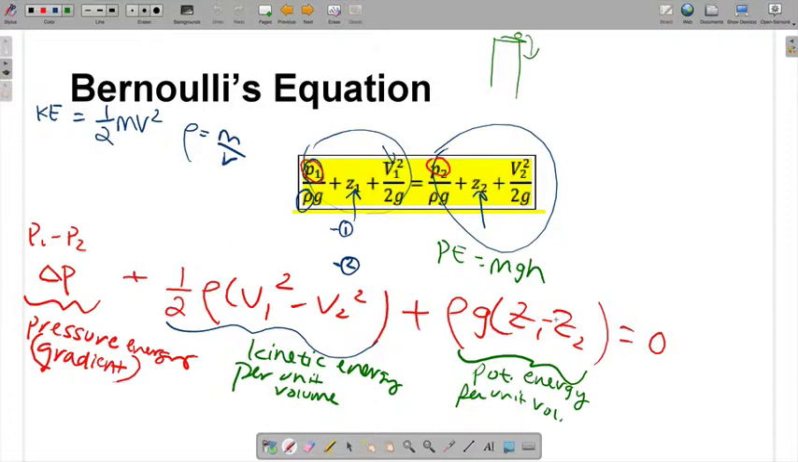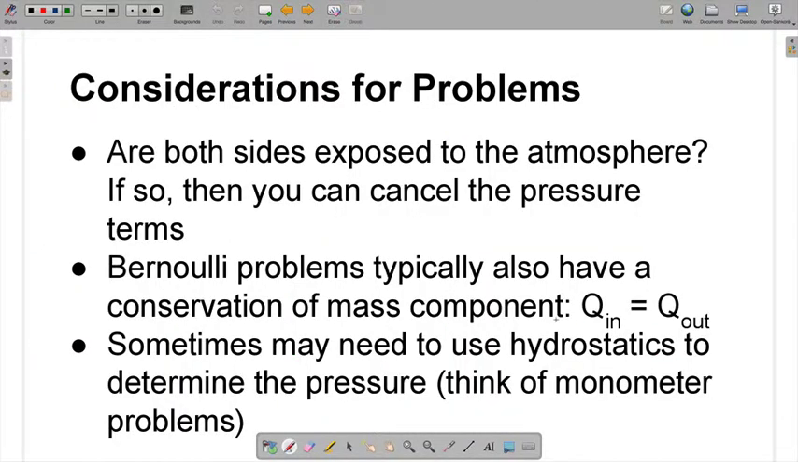Or they may not tell you the height difference. They may not tell you the pressure, right? So you have to use other concepts that you've learned in the course and be able to come up with it. Or there are ways sometimes where you can just completely eliminate it altogether, right? So that's where these considerations come into play. How do you figure out what some of these terms are?